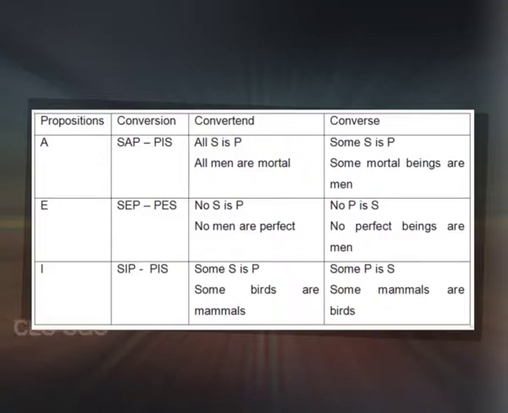I proposition: SIP, PIS. Some S is P. Converse: some P is S. Convertend: some birds are mammals. Converse: some mammals are birds. For O proposition, SOP has no converse because its subject term is distributed. When A proposition is converted, the quantity must be changed, and this is called conversion by limitation.